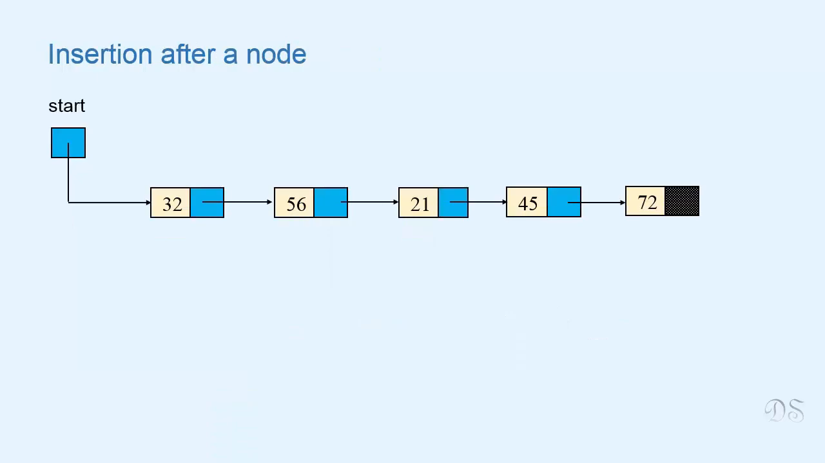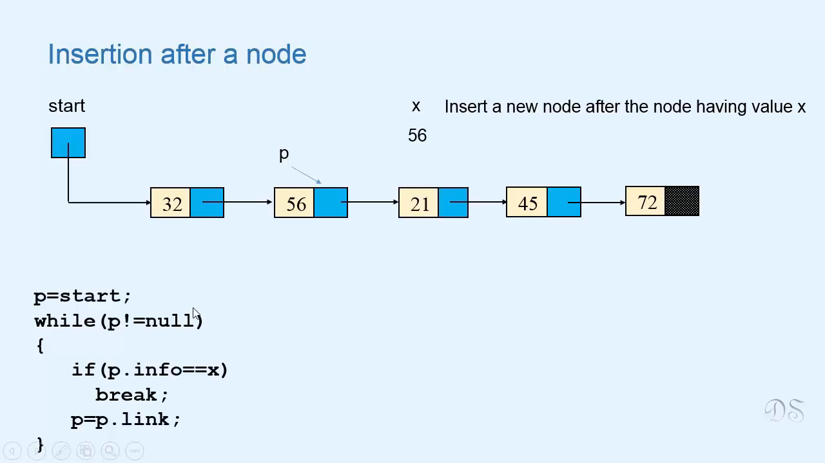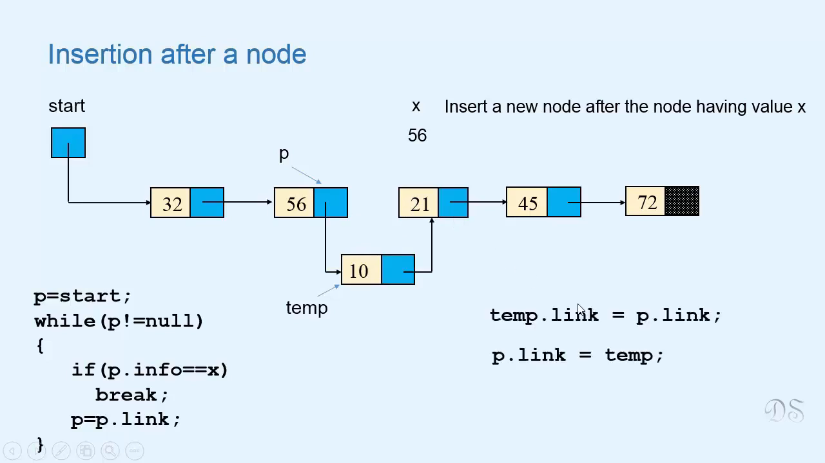First, let's see how we can insert a new node after a given node. Suppose we are given a value x and we have to insert a new node after the node that contains x. If x is 56, then in this list we have to insert a new node after this node. That means we have to insert a new node between these two nodes. And for that we need a reference to this node. We have already seen how we can find a reference to a node that contains value x. After finding this reference, we'll allocate a new node and insert it here in between these two nodes by writing these two statements of insertion. So this is how we can insert a new node after a given node.